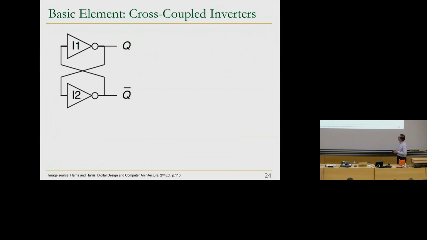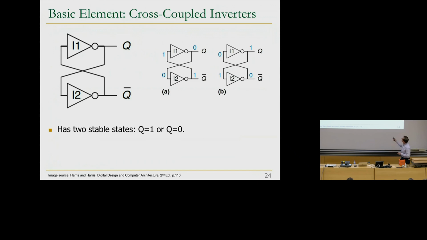And it has two stable states: Q equal to 1 or 0. So if Q is equal to 0, this is 1, and this is 0. Logically, it makes sense if Q is equal to 0. If Q is equal to 1, it also logically makes sense. So this is called a bistable element, a storage element.